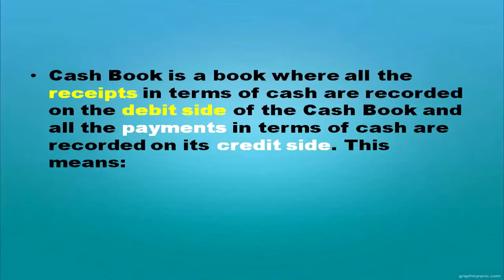Cash book is a book where all the receipts are recorded on the debit side of the cash book. All payments are recorded on the credit side of the cash book. Receipts mean cash receipts. Payments mean cash payments.